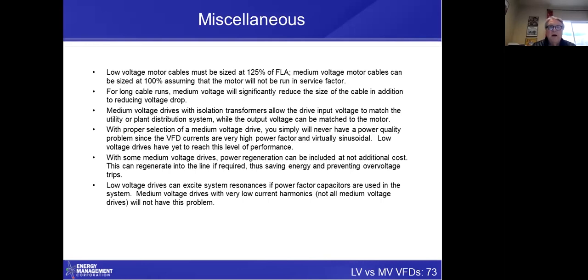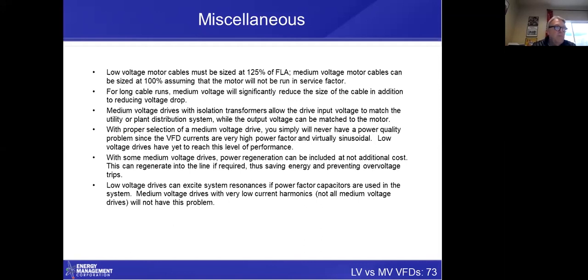With some medium voltage drives, you can actually have regenerative power. Or, as I mentioned before, you could program that drive actually to provide leading vars to correct for lagging vars in the rest of your power system. Finally, low voltage drives can excite system resonances if power factor capacitors are used. Medium voltage drives typically don't have that problem.